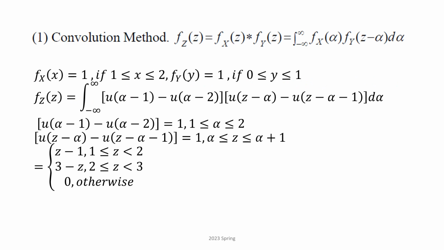The first method is the convolution method. That is, we calculate the little f_Z by the indefinite integral of little f_X(alpha) times little f_Y(z minus alpha) d alpha. And we know that little f_X equals 1 if x is greater than or equal to 1 and less than or equal to 2, while little f_Y equals 1 if y is greater than 0 and less than 1.